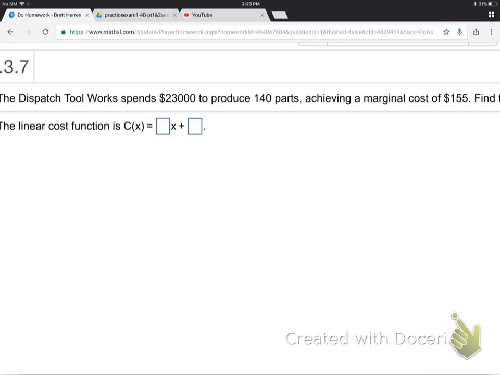Okay. Hopefully you can see that okay. Okay, so it spends, what's that, 23,000, there's the comma, 23,000 for 140 parts, marginal cost of 155. Marginal cost of 155, and they want me to find the linear cost function. This is a more tricky question. What does that word marginal cost mean?